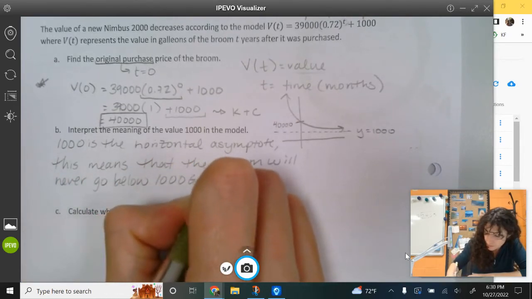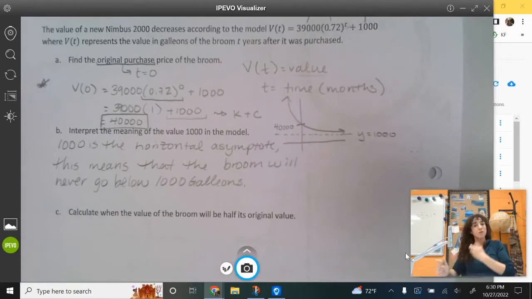Galleons. Technically, it would also never reach 1,000, but this is something that we talk about in terms of when mathematics technically is correct, but in application, it ends up being slightly different, right?